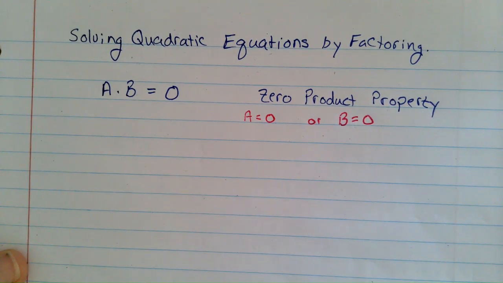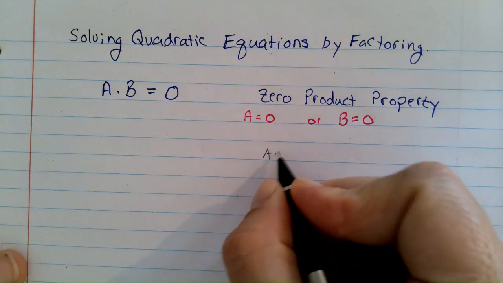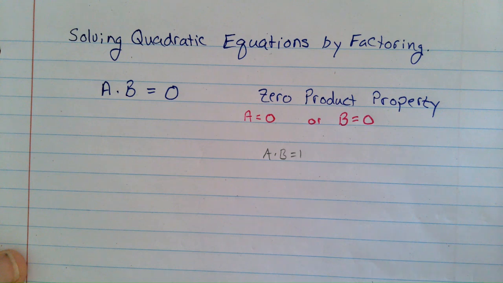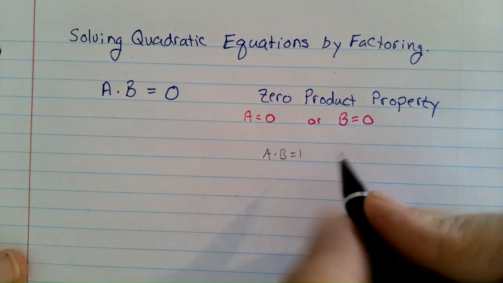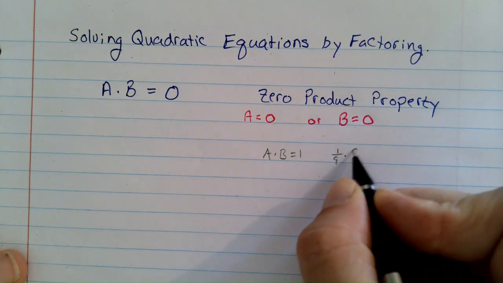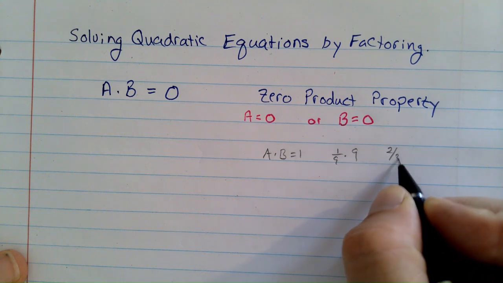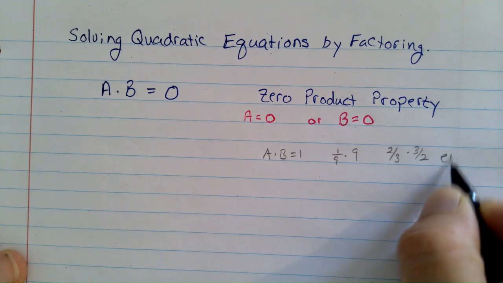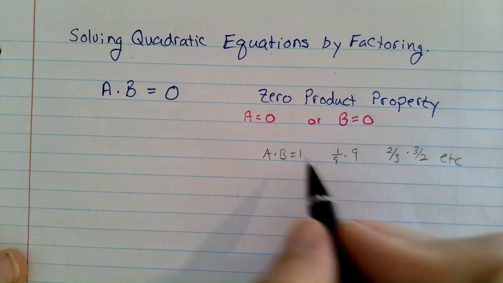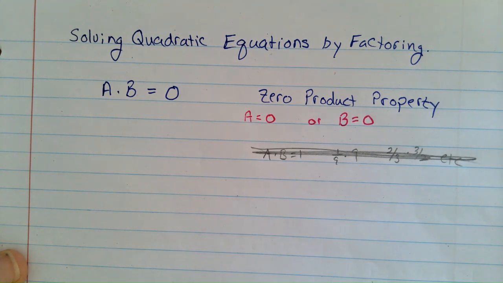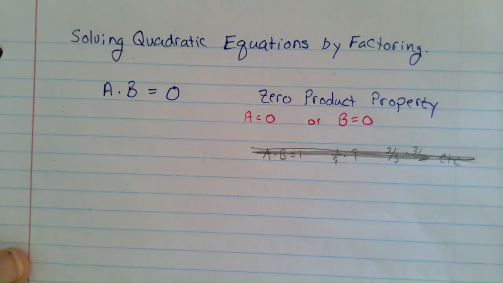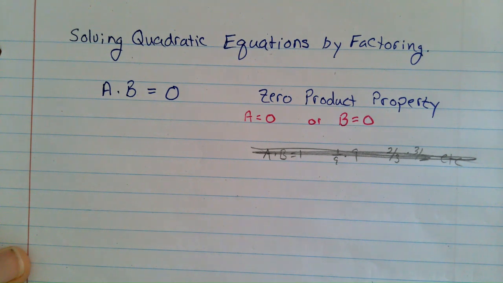We do not do this product for any other number, because let's say A times B equaled 1. Well, now there's 1,000 ways for this to happen. You could have 1/9 times 9, 2/3 times 3/2, etc. Anything times its reciprocal. This is not efficient. But with the zero product property, we are guaranteed that one of the two factors equals 0.